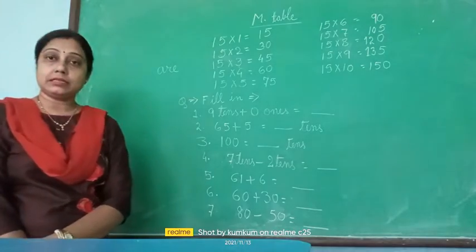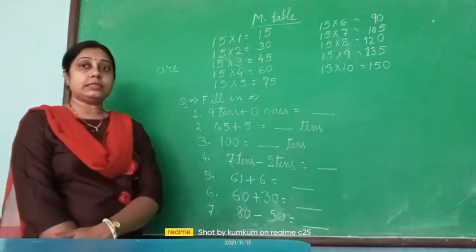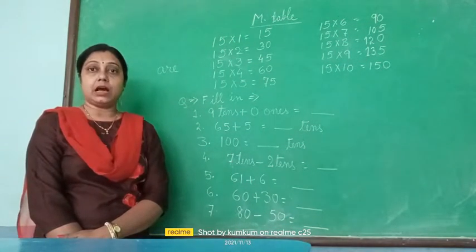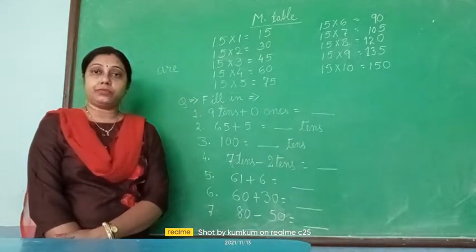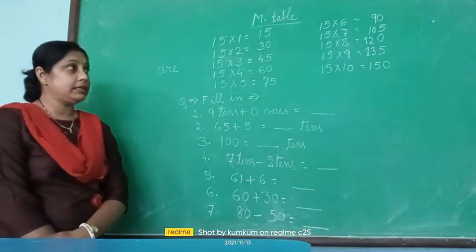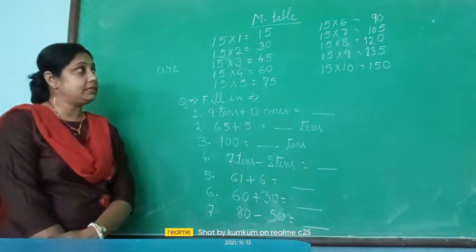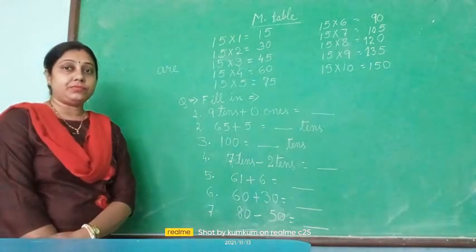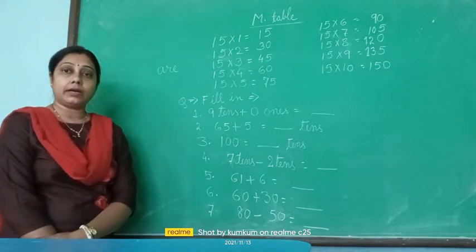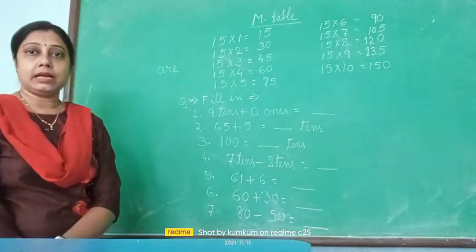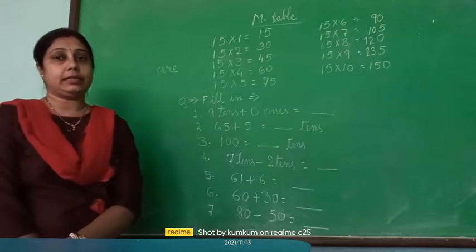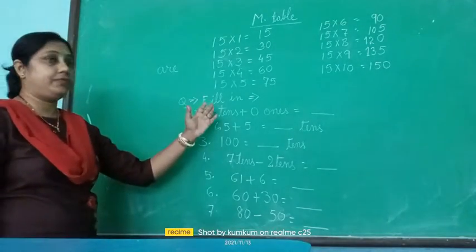So again I am reading, please listen nicely. 15 ones are 15, 15 twos are 30, 15 threes are 45, 15 fours are 60, 15 fives are 75, 15 sixes are 90, 15 sevens are 105, 15 eights are 120, 15 nines are 135, 15 tens are 150. So whenever you are learning, please learn by heart like this.